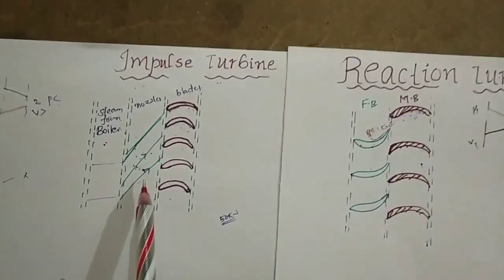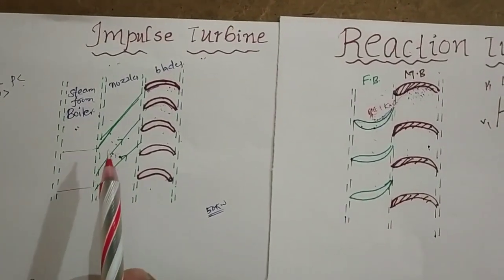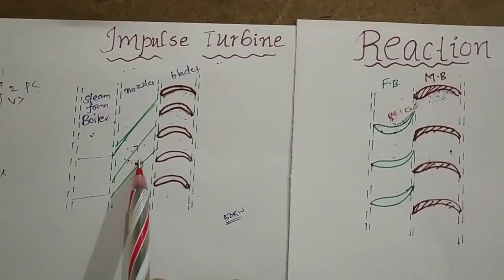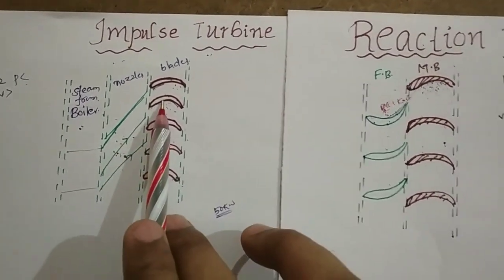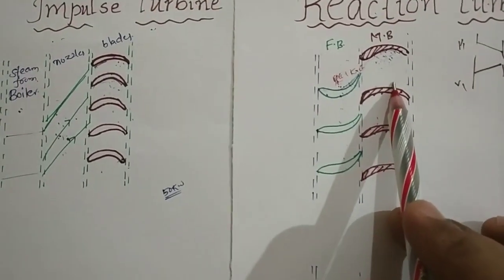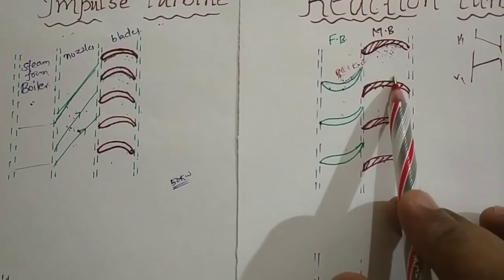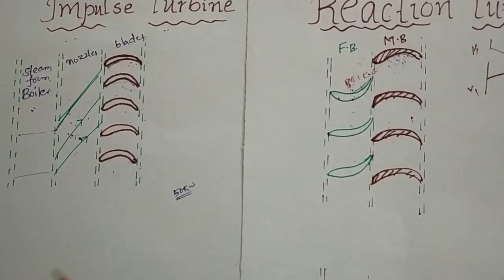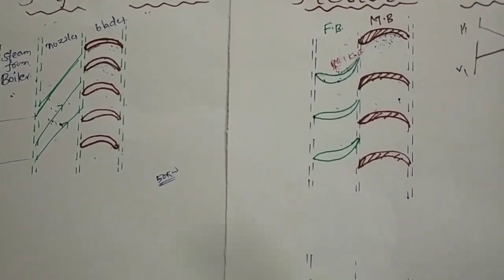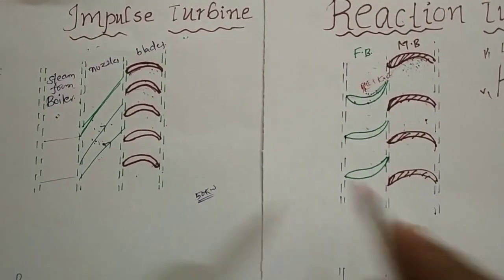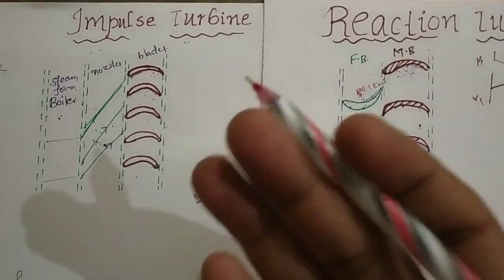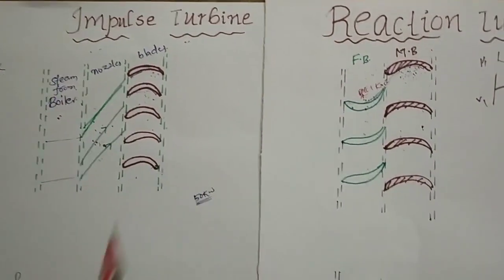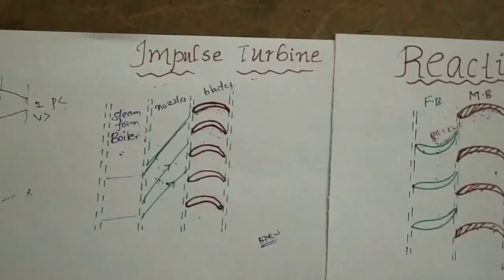And the fifth point: in the impulse turbine, the blades are symmetric. Here the blades are symmetric, but in the reaction turbine the blades are not symmetric. Symmetric means what? The image should be the same when you see it in the mirror, or when you fold it along either the x-axis or the y-axis, the image should be the same. That is called symmetric.